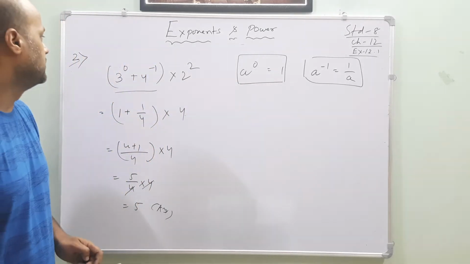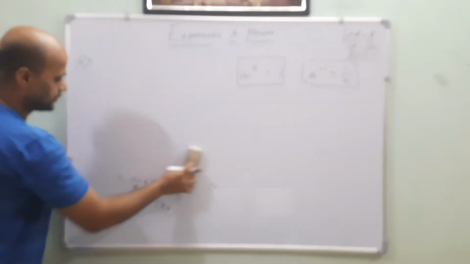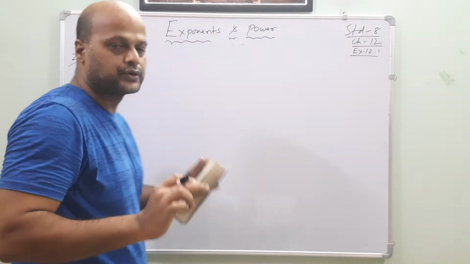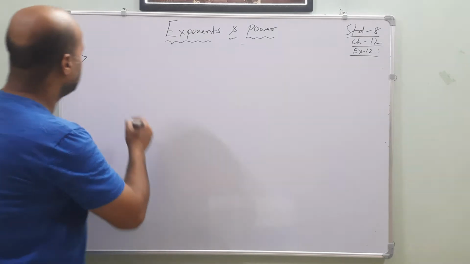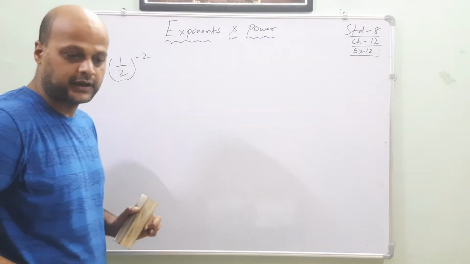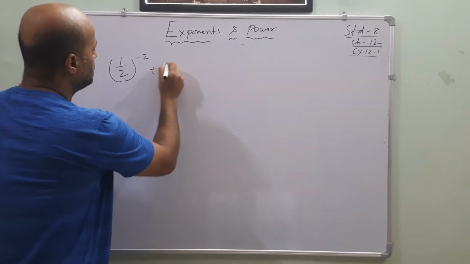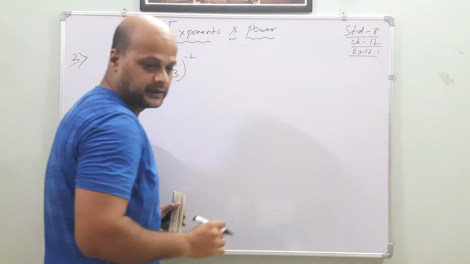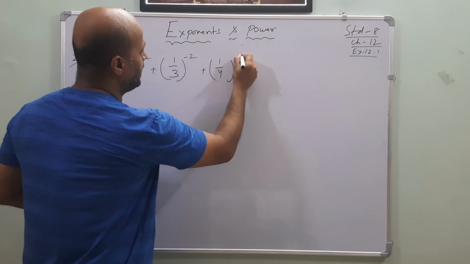Let's go to the second one of the third bit. What is the second question of the third bit? Remember, my dear friends, I am leaving one question so that you can practice at home. The third one is saying 1 by 2 whole power of minus 2, plus 1 by 3 whole power of minus 2, plus 1 by 4 whole power of minus 2.